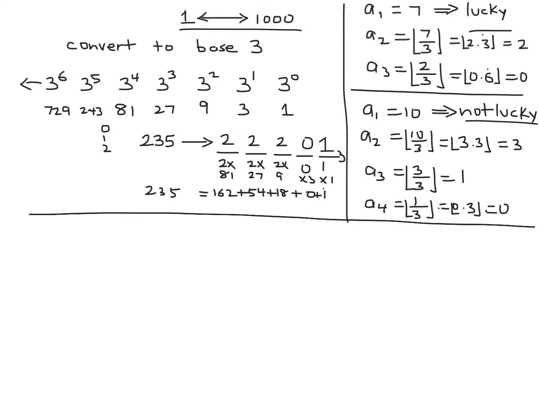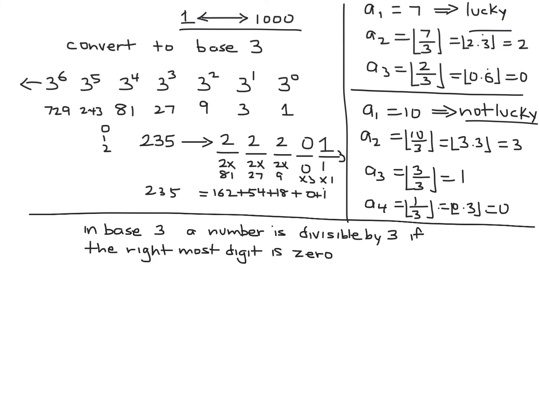Well, here is the conclusion that you have to come to. A number is divisible by 3 if the rightmost digit in base 3 is 0. So, for example, 22200, the rightmost digit there is 0, and therefore this is divisible by 3. If you recall, 22200 was 234. Is 234 divisible by 3? Yeah, it is. 234 divided by 3 gives you an integer. So that's what they mean by this statement here.